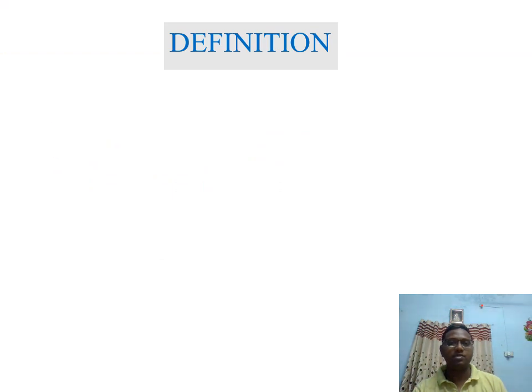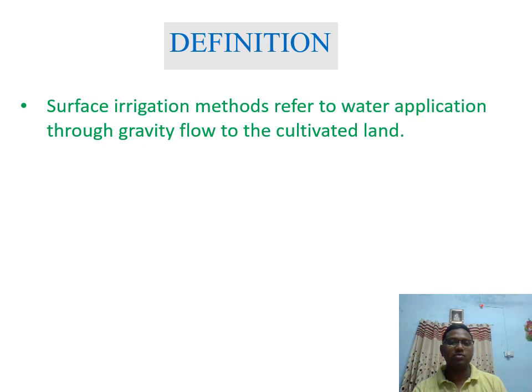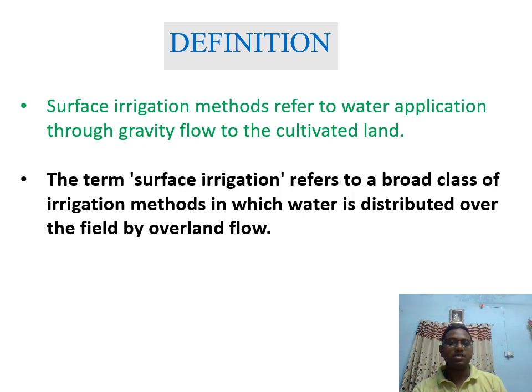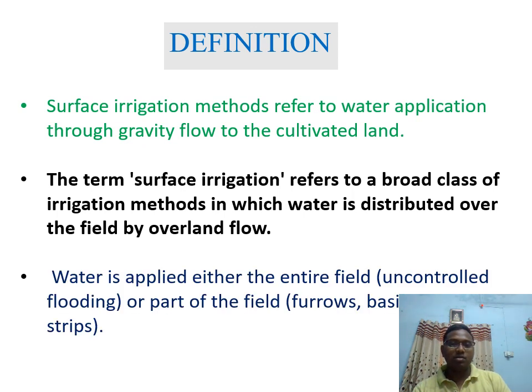So first we will see the definition. Surface irrigation method refers to the water application through gravity flow to cultivated land. The term surface irrigation refers to the broad class of irrigation methods in which the water is distributed over the field by overland flow. The water is applied either to the entire field by means of uncontrolled flooding or to part of the field by means of furrow, basin, border, strip. So in short, the surface irrigation method is supplying of water to the field by means of gravity flow only. Okay.